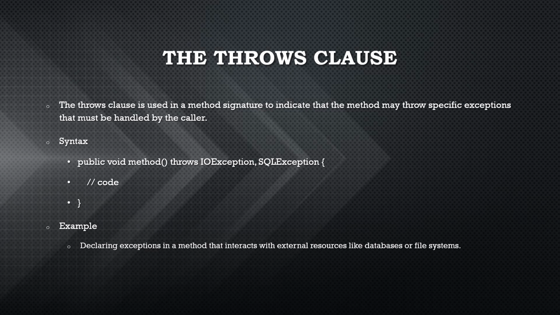This is especially important when dealing with operations that can fail, such as reading from a file or connecting to a database. For example, if you have a method that opens a file, you might declare it as public void openFile throws IOException, indicating that the caller must be prepared to handle an IOException. This not only promotes better error handling practices but also makes the code more readable by clearly communicating potential issues that could arise during execution.